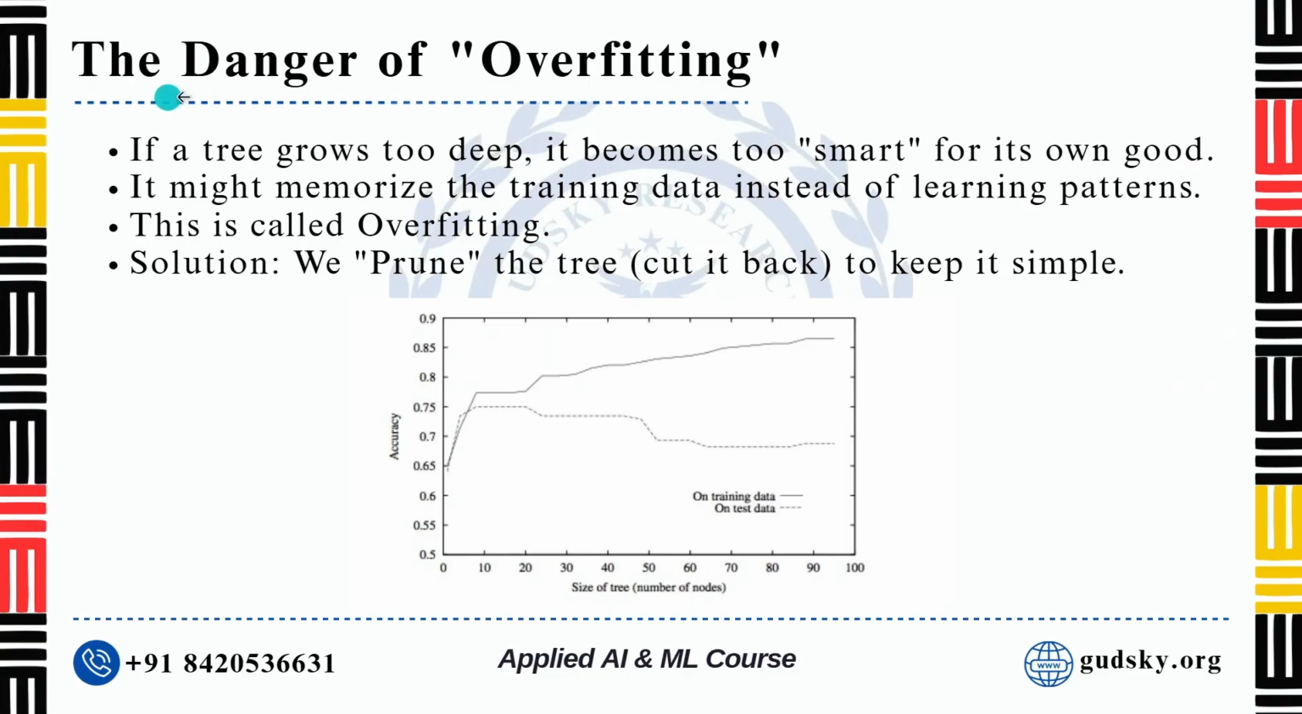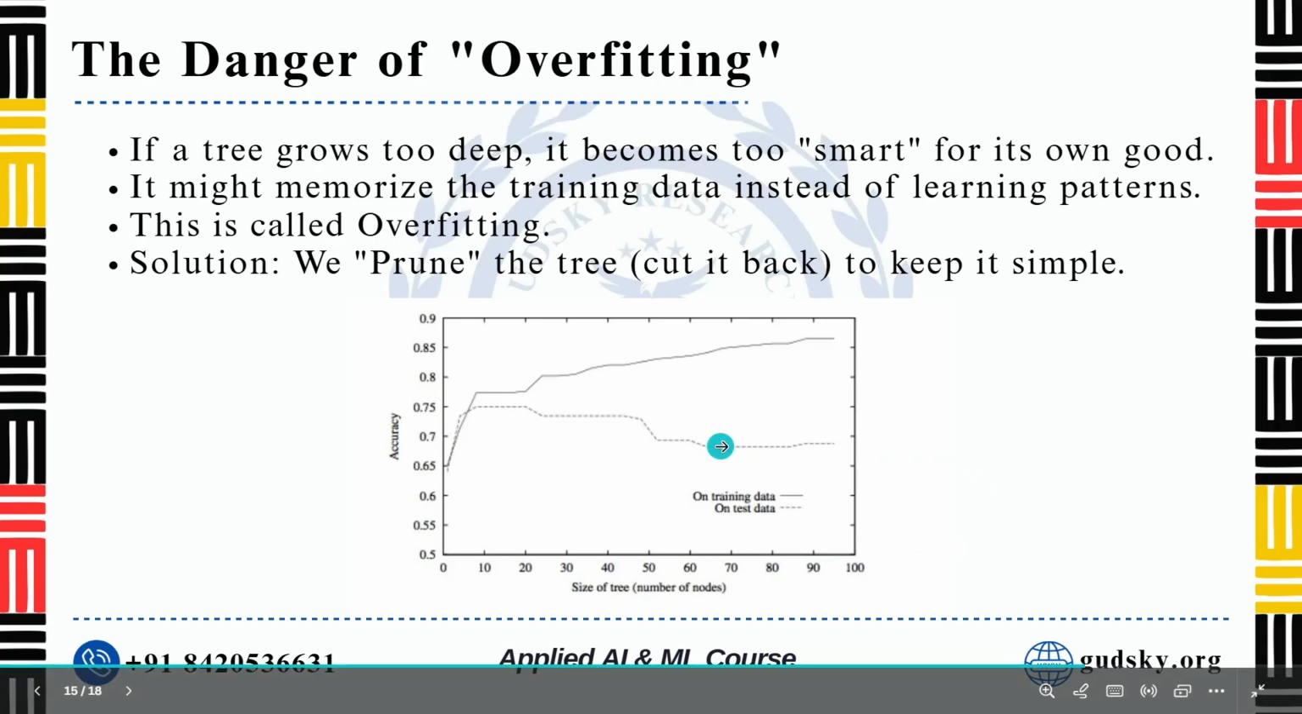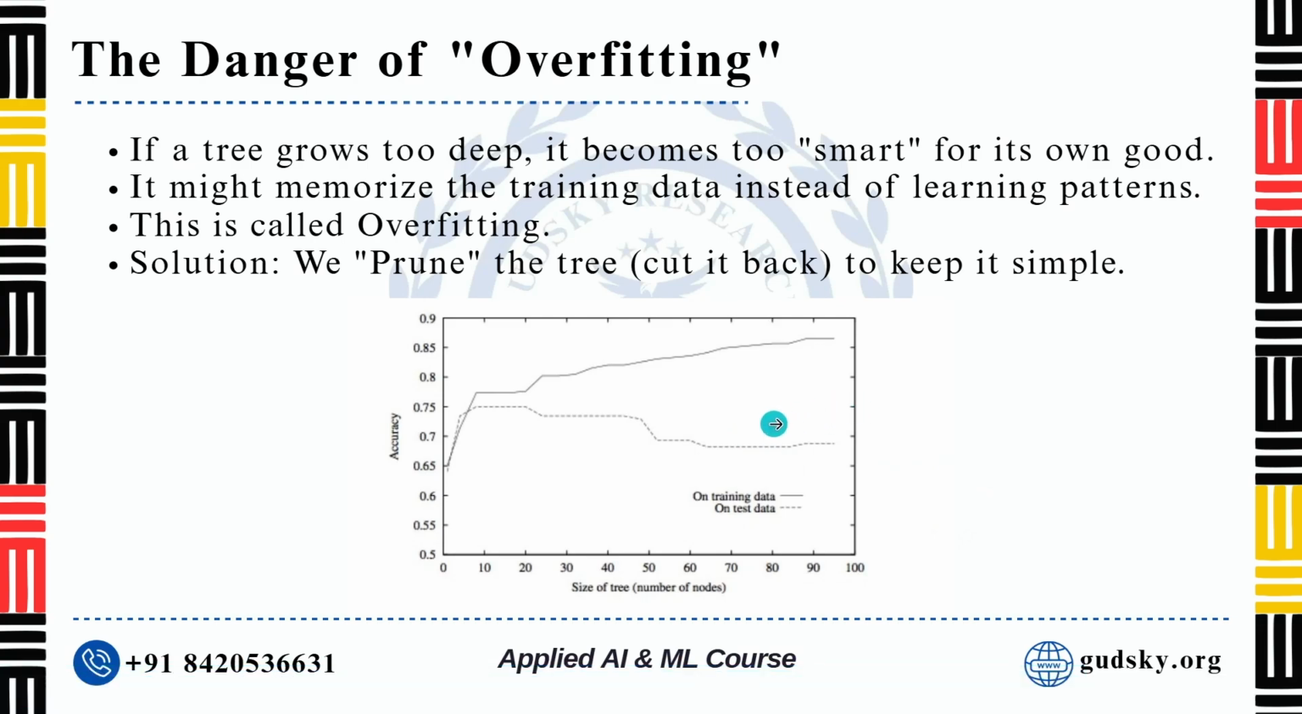Here we are, the danger of overfitting. We have to be careful not to let the tree grow too deep. If it gets too complex, it starts memorizing individual people instead of learning general patterns. This is called overfitting. We prevent this by setting a max depth to keep the tree specific and effective. Here's the example.